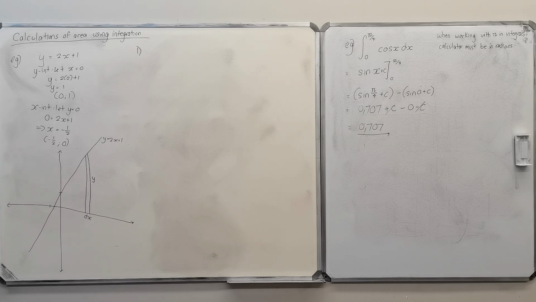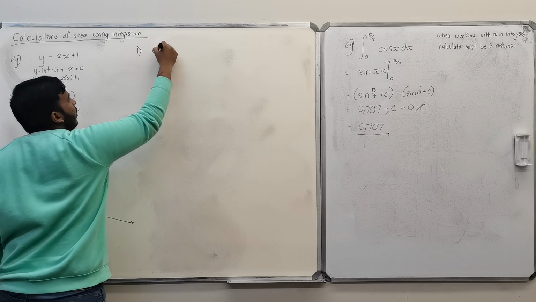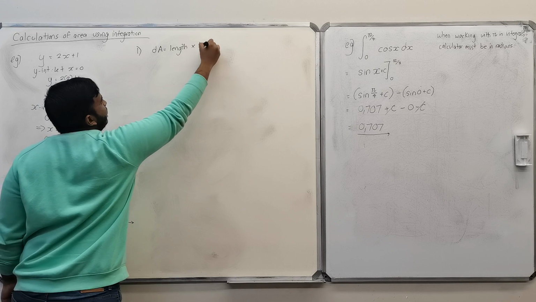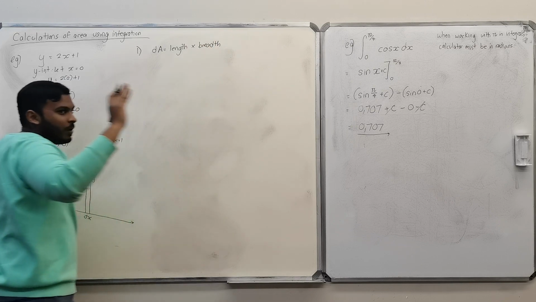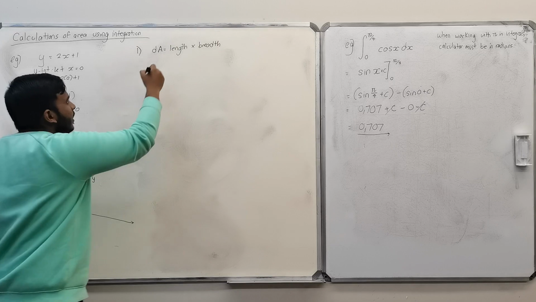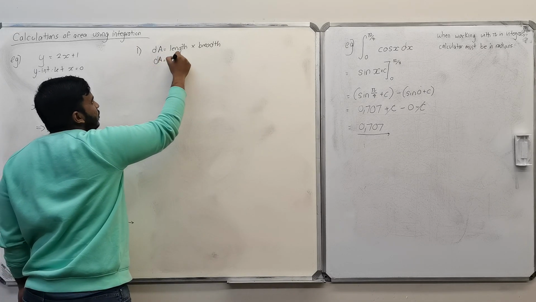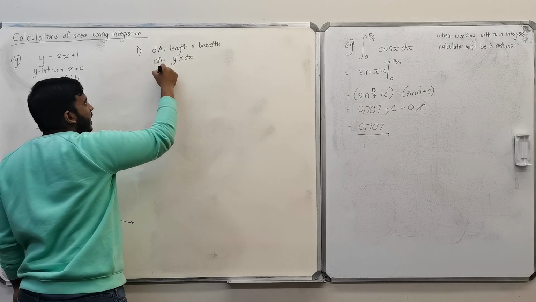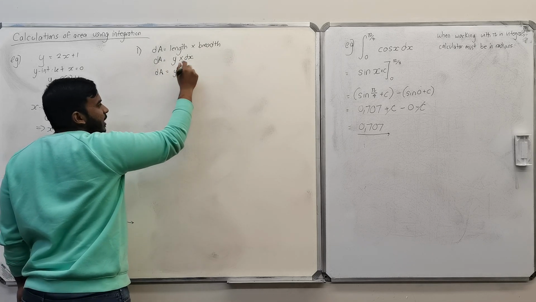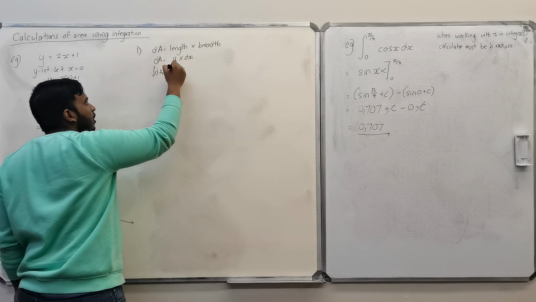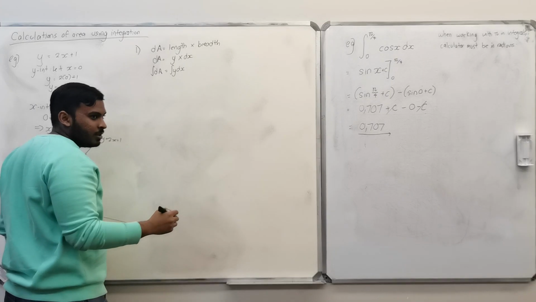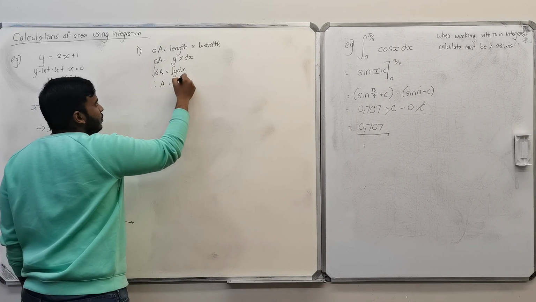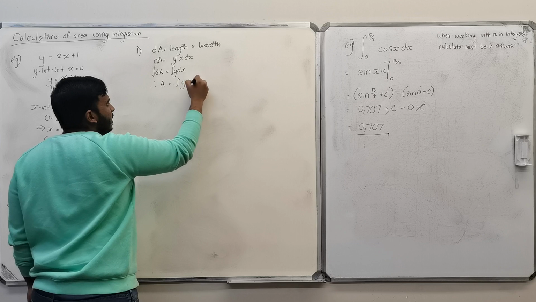Okay, so remember dA would be equal to length times breadth. Everybody's with me? dA is equal to your length, which is y, your breadth is dx. So dA is equal to y dx. Then you're going to introduce your integrals on both sides. When you do that, you're going to end up with A equal to the integral of y dx.